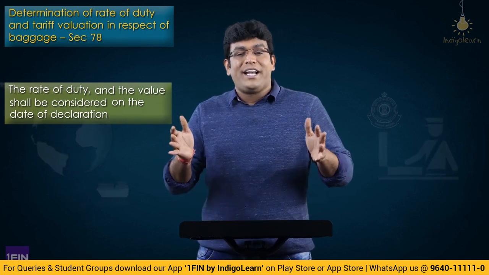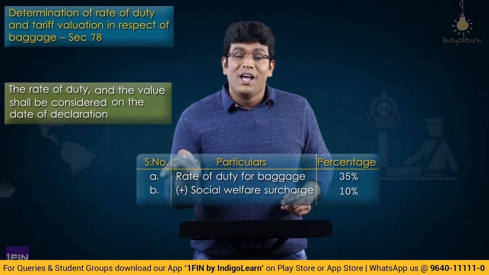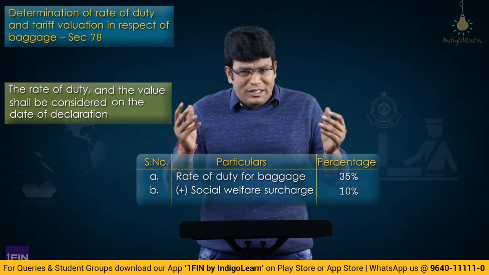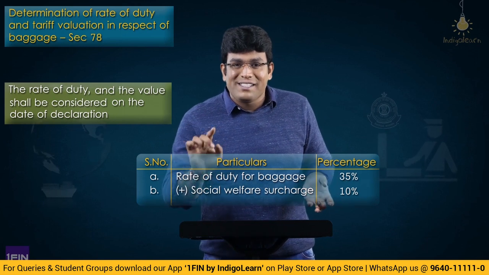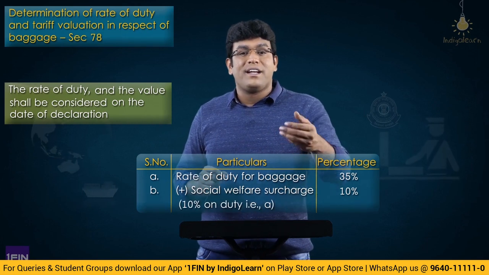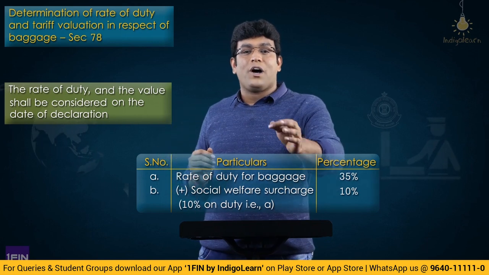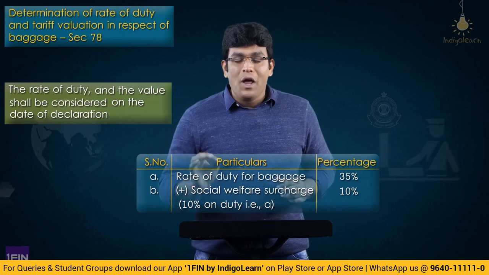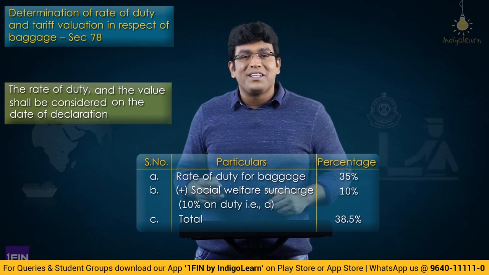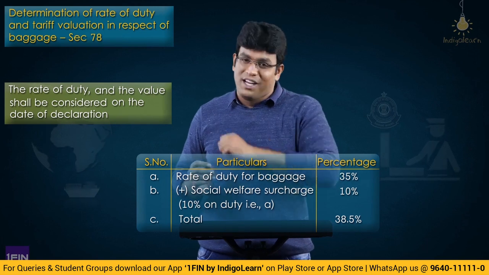In general, the rate of duty for baggage is 35% plus 10% social welfare surcharge. Now don't tell me 35 plus 10, sir, 45, sir? No, sir. 10% is the social welfare surcharge. 10% is on duty. That is, 10% is on 35%. That is why we always say the effective rate of duty on baggage is 35% plus 10% social welfare surcharge, coming to 38.5%. So rate of duty and value shall be considered on the date of declaration.